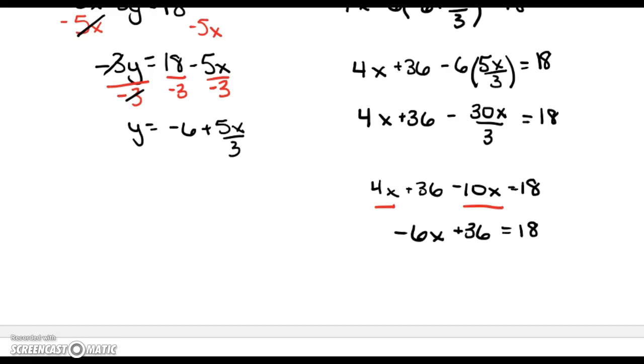So we're almost done here. Now what we need to do is get rid of this plus 36. We're going to subtract 36, and what you do to one side, make sure you do to the other. So what we're left with here is negative 6x is equal to negative 18.